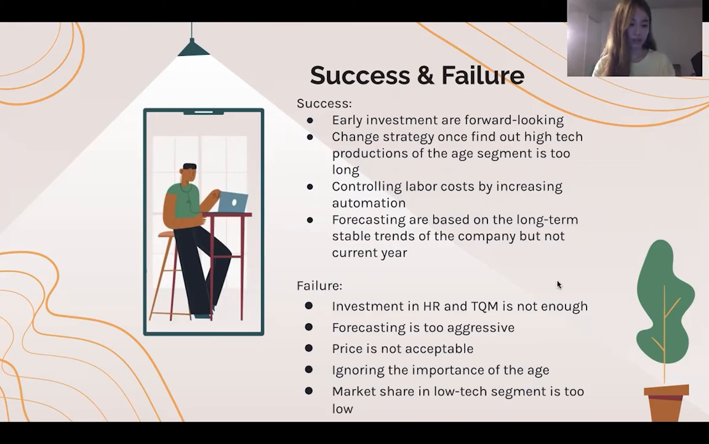In addition, we were too optimistic, resulting in forecasting that was too aggressive. This also led to us pricing too high, resulting in prices that were not acceptable. We also ignored the importance of age, even though we changed our strategy in the later rounds. We still pay the price for outdated high-tech products. Our market share in the low-tech segment is also too low.